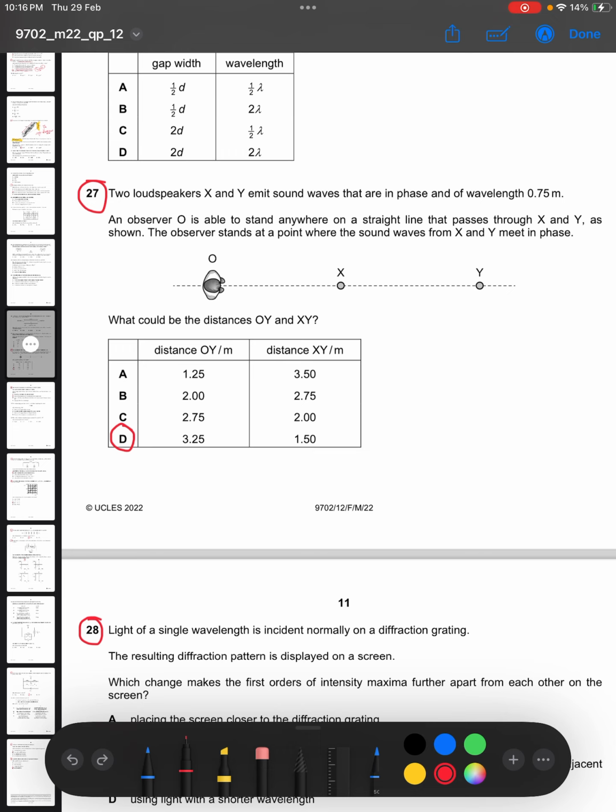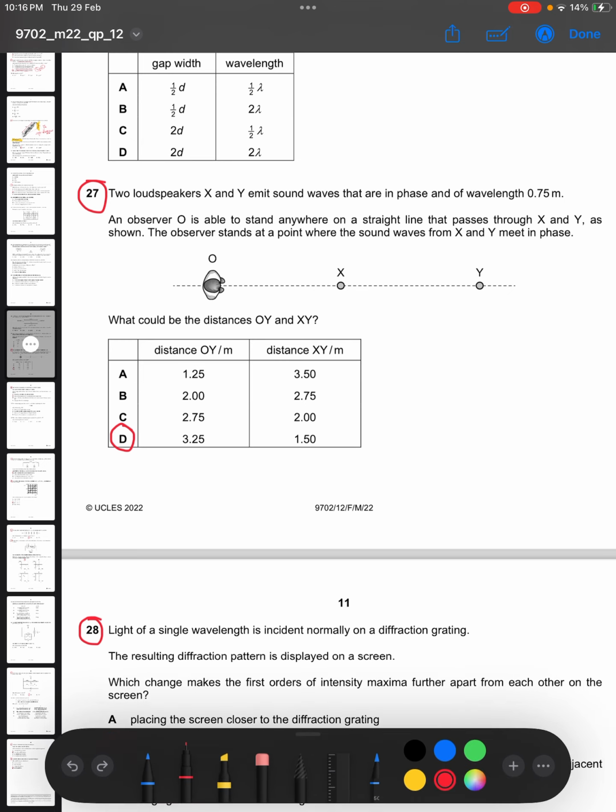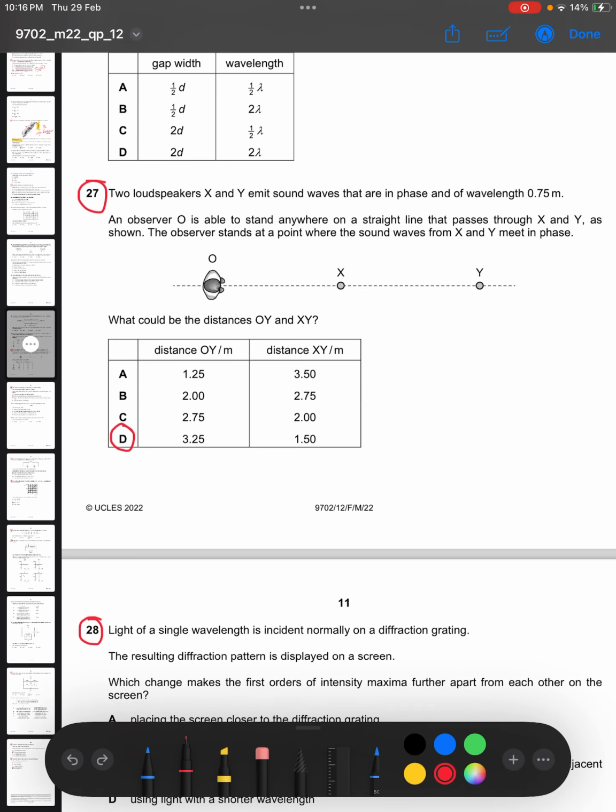Now we do know that path difference for constructive interference, because they are meeting in phase, so there's constructive interference. And remember that the question said the two loudspeakers emit sound that is in phase. So the sound is leaving X and Y in phase, so it is arriving at the observer also in phase. So for this to happen, the path difference has to be n lambda, where n can be 0, 1, 2, 3, 4, 5, continuously like that.